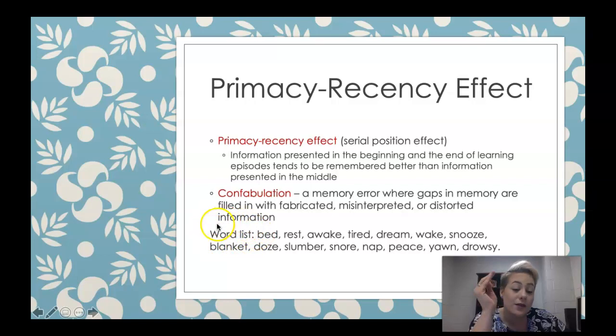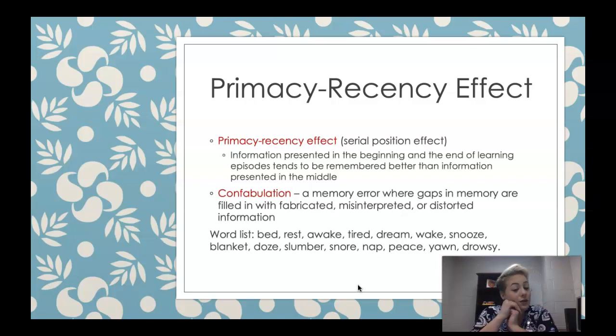Now, what I'm doing with this word list is we remember the words bed and drowsy because we often remember things based on their position in an order. So we remember things that happen in the beginning of learning and at the end. But often the middle just turns into a blah, blah, blah, right? It's just a cluster of stuff we don't remember. But then we also made up a memory. We inserted the word sleep. If you didn't, good for you. I probably would have done it.